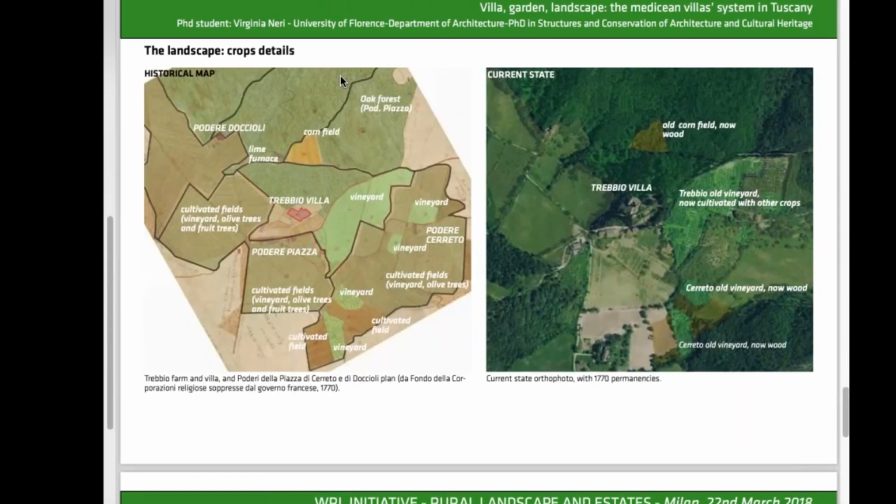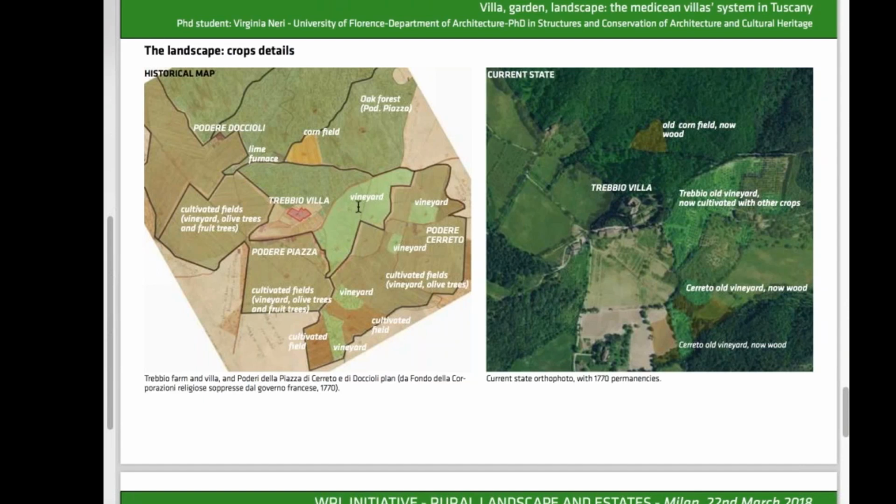Here we have a detail of the crops. In the ancient plan, that is a cadastral plan, we can see that around the Trebbio villa there were many cultivated fields, many vineyards, olive trees and fruit trees. Then there was a strange thing because we find a cornfield in the north part of the villa, at the foot of the hill where there was a wood, and this cornfield is no more there. So we lost this small cornfield, and now we can see in its place a wood.